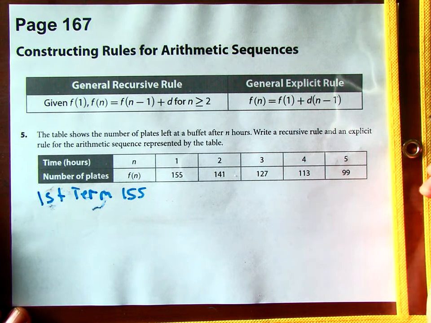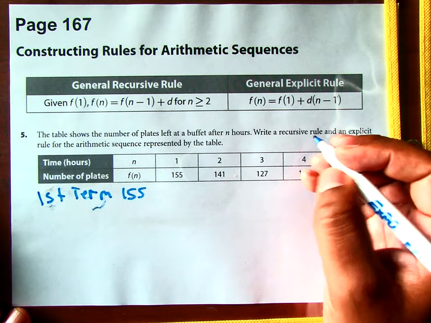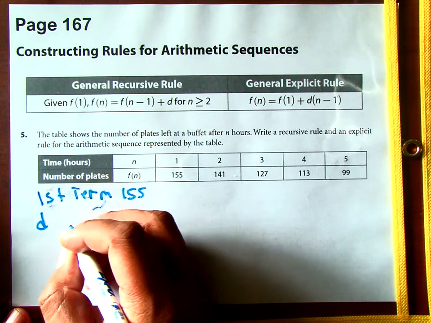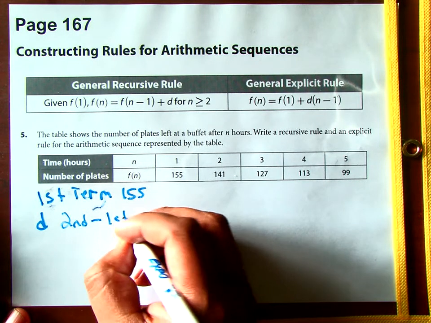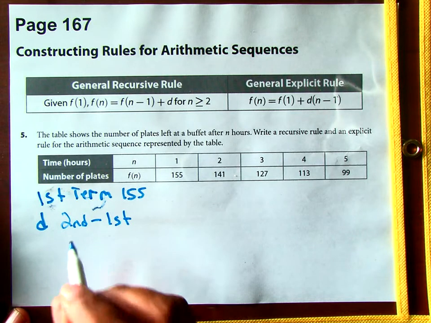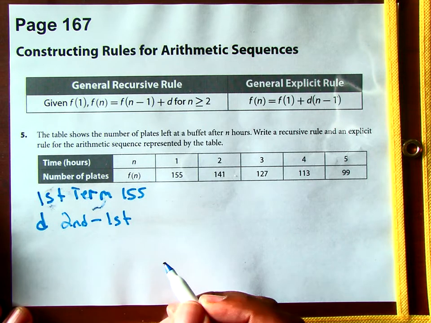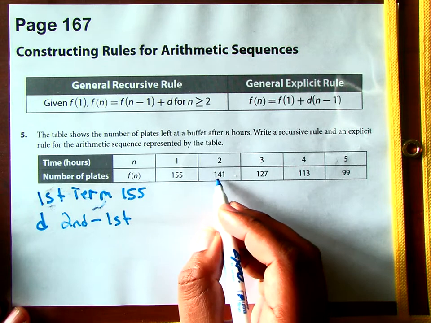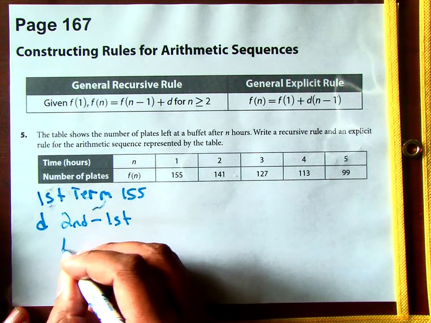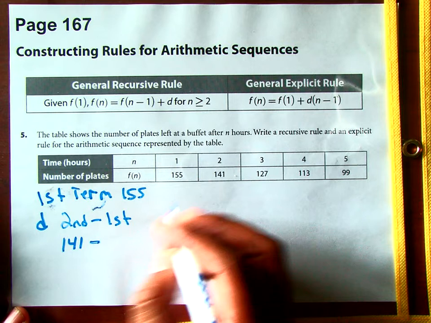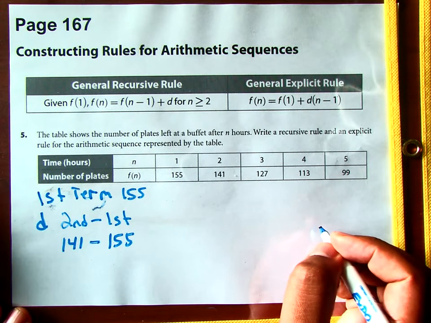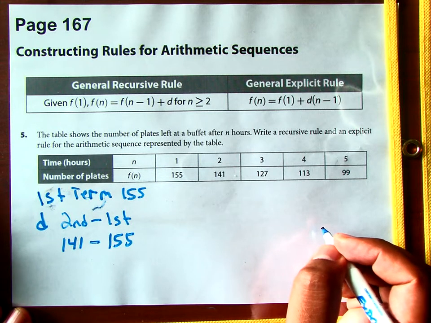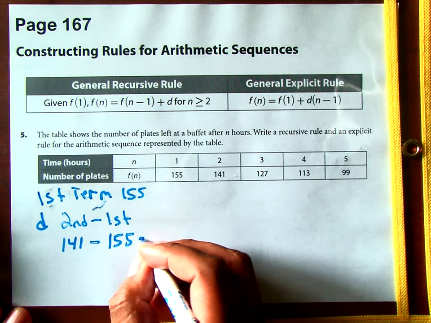All right, now the next thing we need is the common difference. To get the common difference, this is how you find it. You're going to do the second term minus the first term. It's important to always do that order. The second term minus the first term. Okay, so the second term is 141, and we're going to subtract 155 from it. Once we do that, we get negative 14.